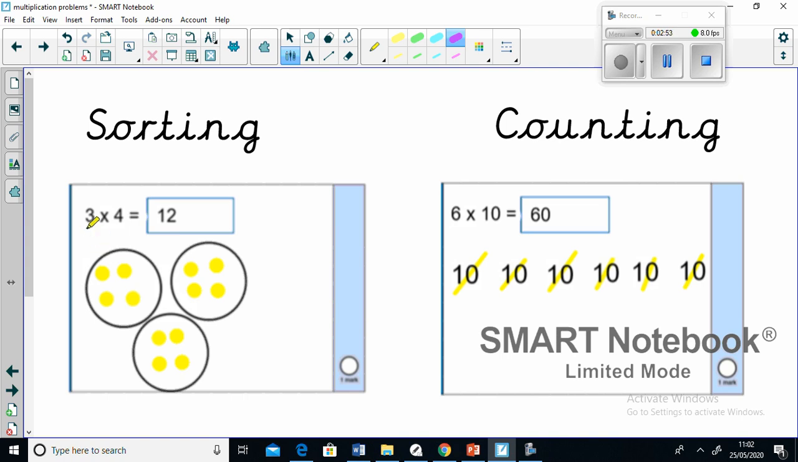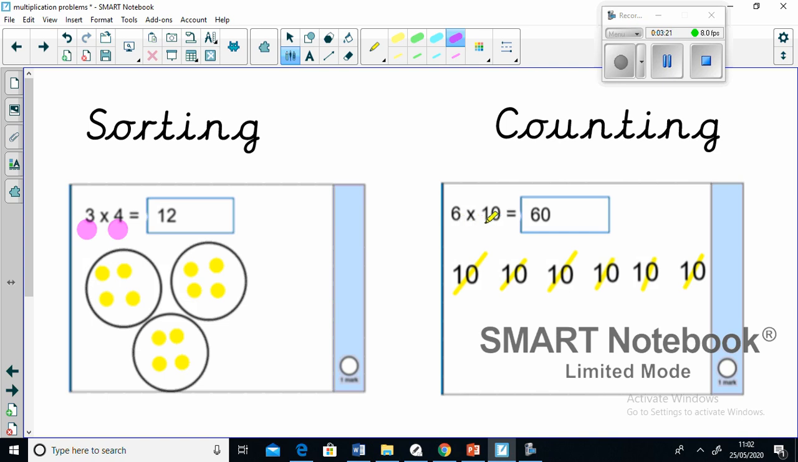Okay, this is a really nice, simple, easy method when those factors are small. When the factors become bigger, you need a more efficient method. Otherwise, you're going to have to draw 6 sorting circles, and then you're going to have to draw 10 dots in each one, and it's going to take you forever. We need a more efficient method. So the more efficient method we can use when these factors get bigger is our counting skills.